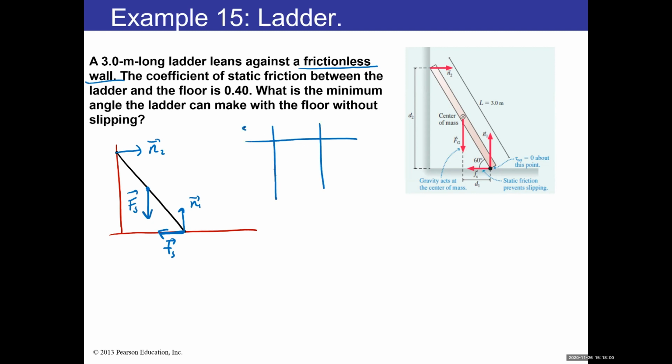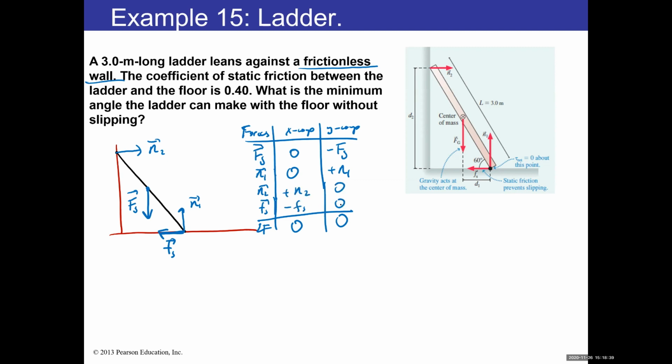Then we can write down our forces in a force table, X component, Y component. So I have gravitational force, normal force 1, normal force 2, and the static friction. Again, the net force should be 0, 0. The gravitational force is straight down. Normal force 1 is straight up. Normal force 2 is in the positive X direction, and static friction is in the negative X direction. So you basically get something like this.